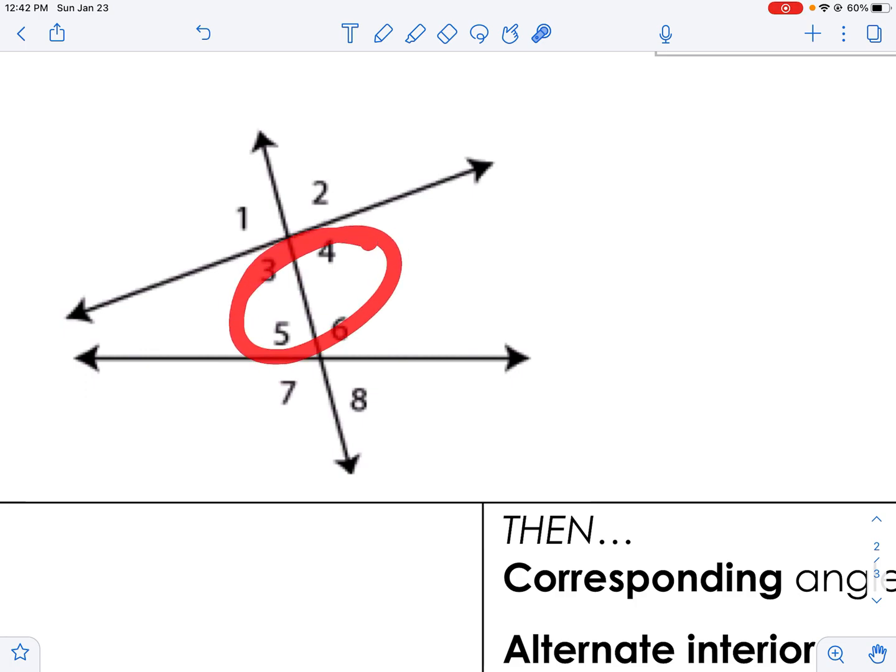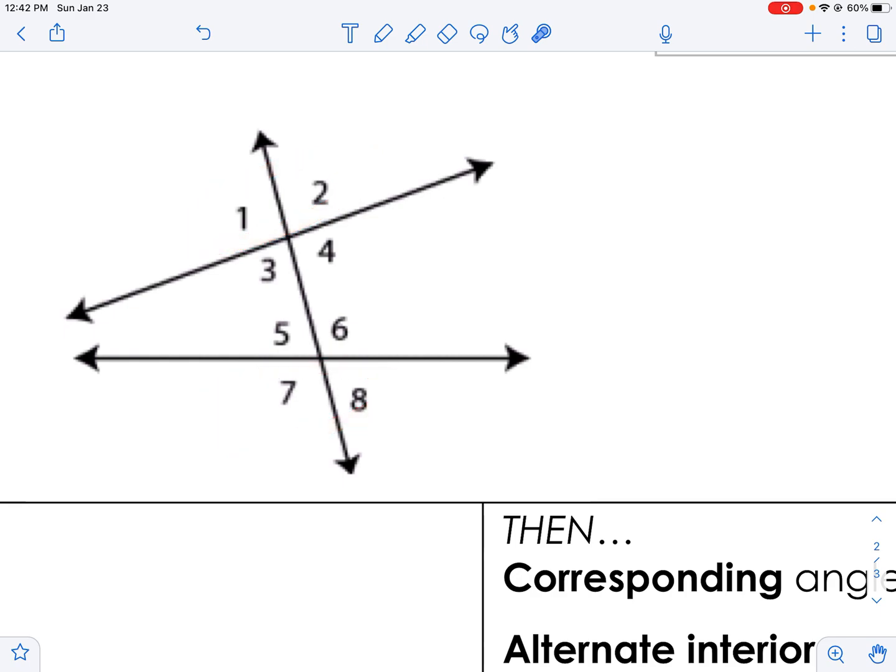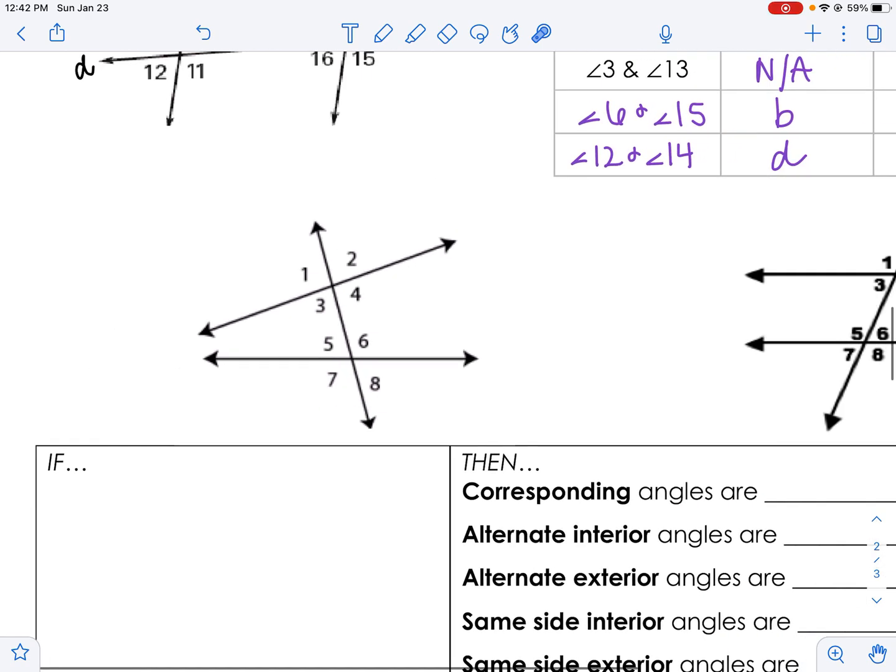We also talked about interior, exterior. So these were our interior ones, and then these were our exterior ones. We talked about alternate interior would be like 3 and 6, or 4 and 5. Alternate exterior would be 1 and 8, or 2 and 7. We talked about same side interior. Same side interior would be like 3 and 5, or 4 and 6. We talked about same side exterior, 1 and 7, 2 and 8.